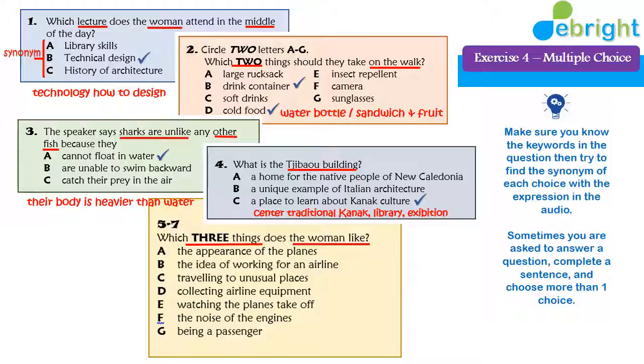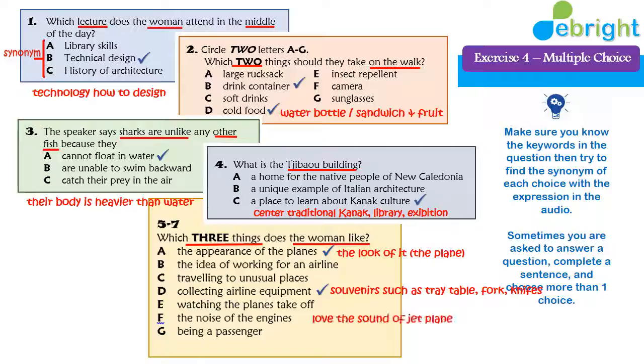And number 5 until number 7, which 3 things does the woman like? The synonym first, the look of it, the plane, so of course A, the appearance of the planes. And then souvenirs such as tray table, fork, knives, so collecting airline equipment. And the last one, love the sound of the jet plane, so the sound or the noise of the engines of the plane. Great!